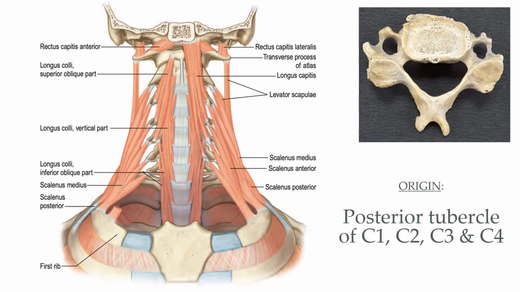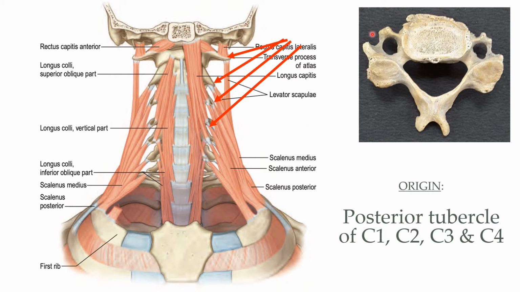Let us start with the details of levator scapulae. This muscle, levator scapulae, arises, or the fibers originate, from the posterior tubercle of C1, C2, C3 and C4 vertebra. Now, what do we mean by posterior tubercle?